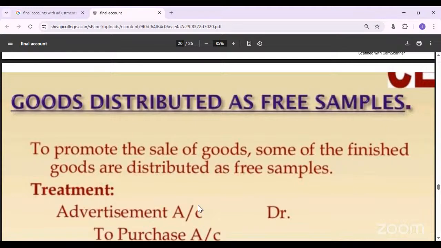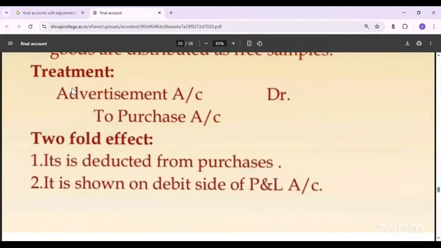Now, goods distributed as free samples, this also we have to reflect in our final accounts. To promote the sale of the goods, some of the finished goods are distributed as free samples. The treatment, the journal entry for this is, now when we give free samples, we are not selling anything, right? So it is a part of an advertisement. So hence, advertisement account debit to purchase account we have to write.